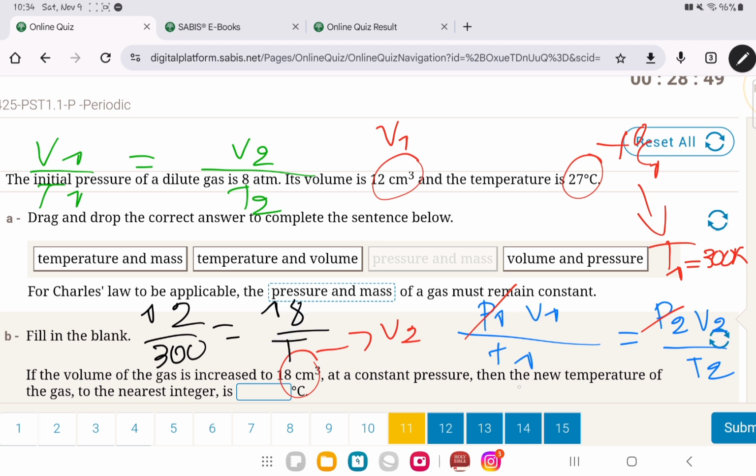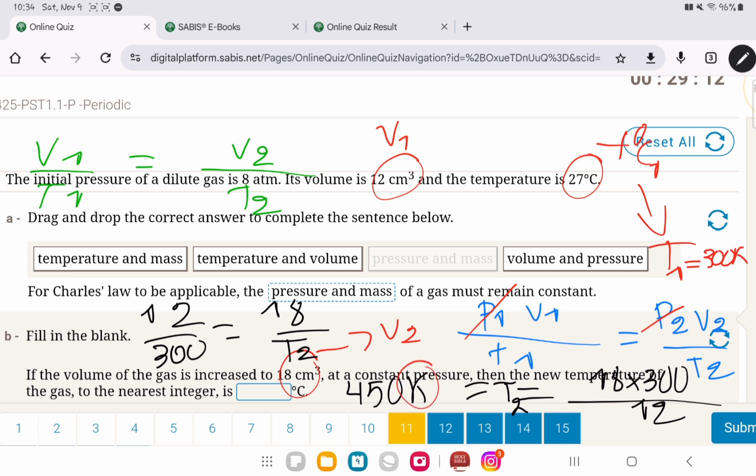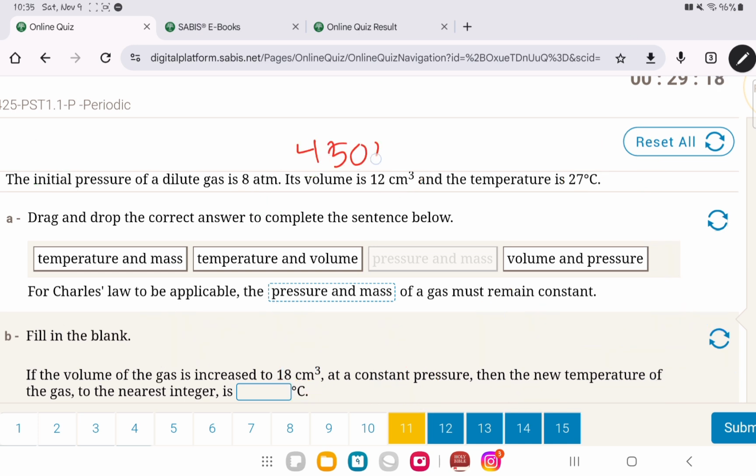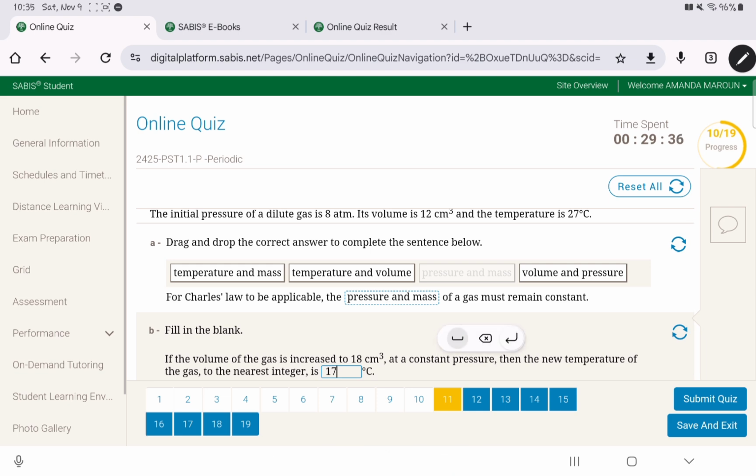Then solving it, temperature 2 is equal to 18 times 300 divided by 12, and we are going to get that temperature 2 is 450 Kelvin. But my question is, do they need it in Kelvin? No, they need it in degrees Celsius. So to change it from 450 Kelvin into degrees Celsius, we subtract 273. So 450 minus 273 is 177 degrees Celsius. So our answer over here is 177 degrees Celsius.